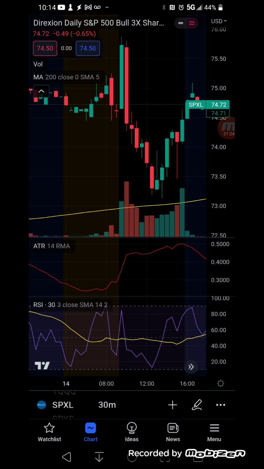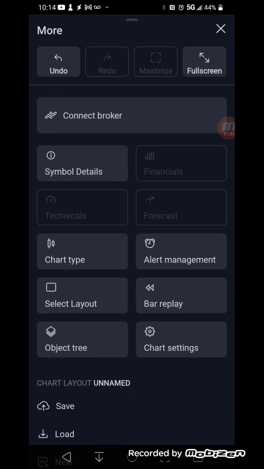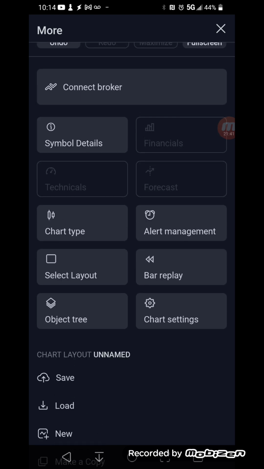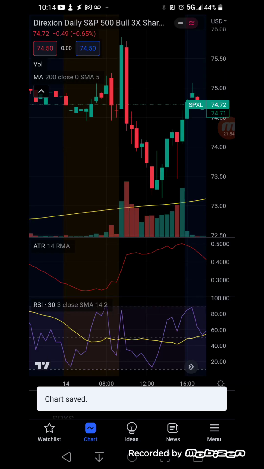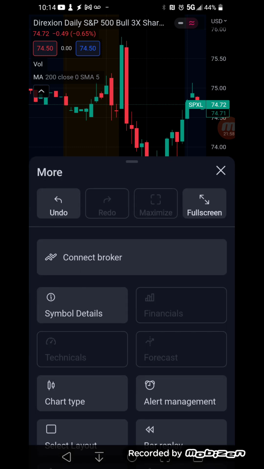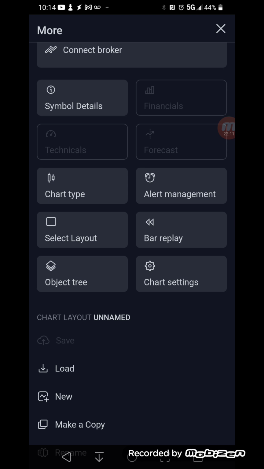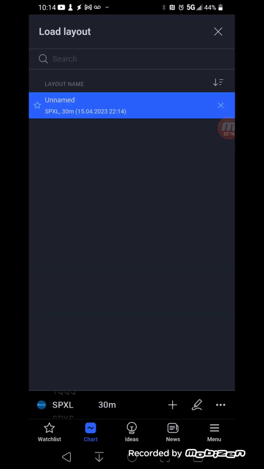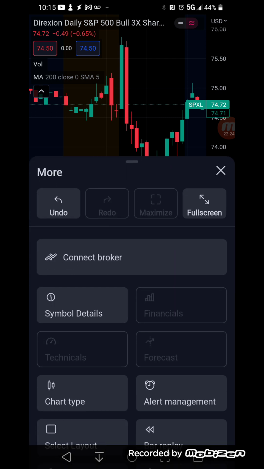Okay, so you click on the three dots down on the bottom. And before you go to alert, what you have to do is save this layout. Let's save it, because the chart was saved. Let's do that again. I have the unnamed setting. You can load, and I can load the unnamed. Perfect. I wanted to do that. Now I'm figuring things out as I go. Okay, let's click on the three dots.